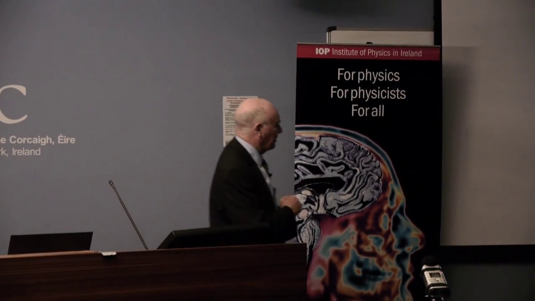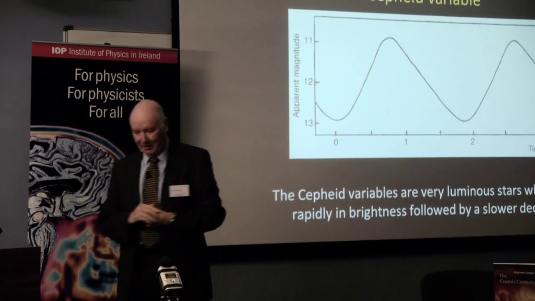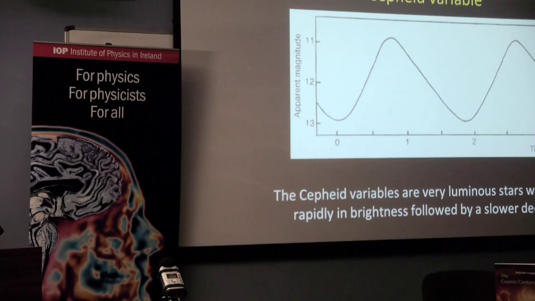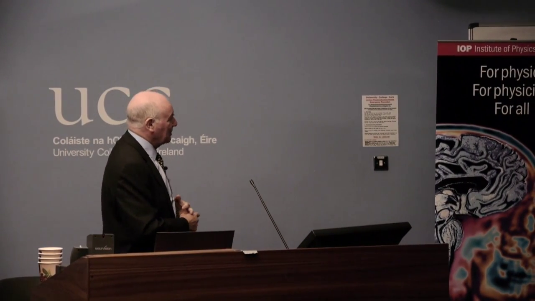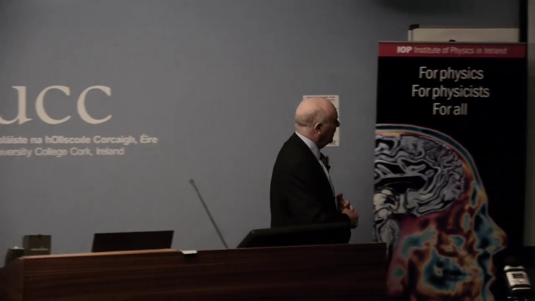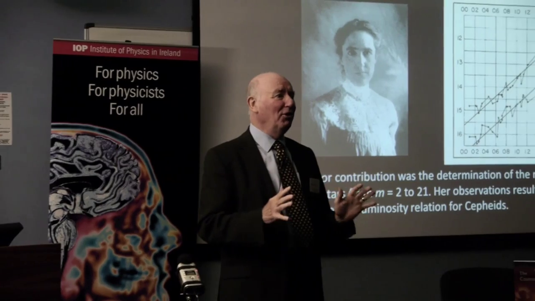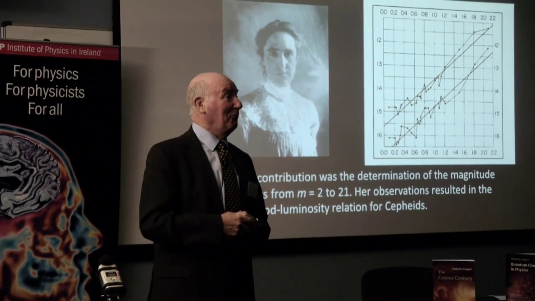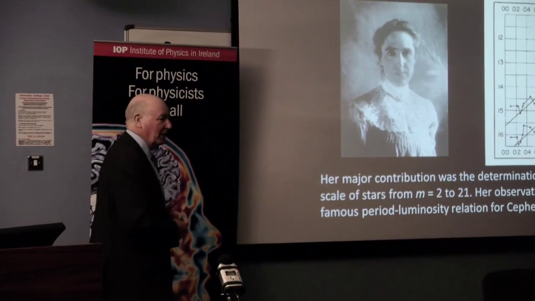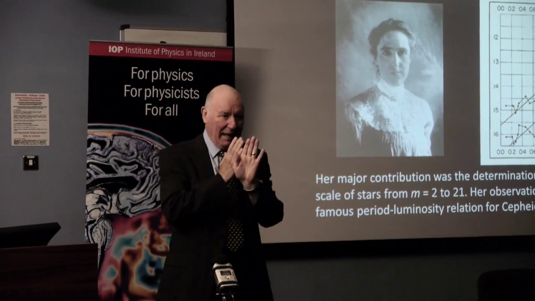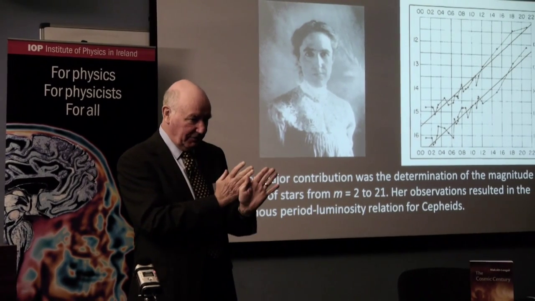They've got a very characteristic light curve, so the light goes up very rapidly and then decreases less rapidly, which is a very characteristic signature of these stars. Well, the great work was done by Henriette Leavitt, who was deaf and born in Dundee, as I was, in Scotland. And her major contribution was to calibrate the magnitude scales on the photographs taken by the great Harvard surveys.